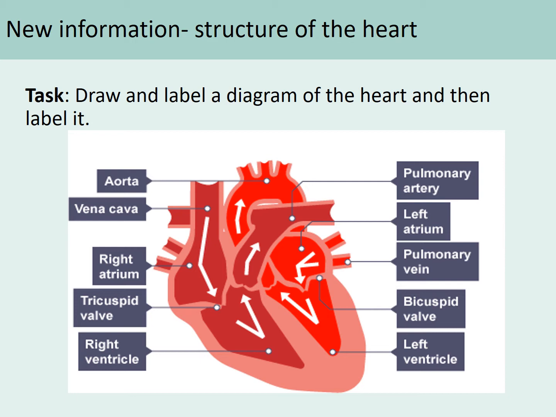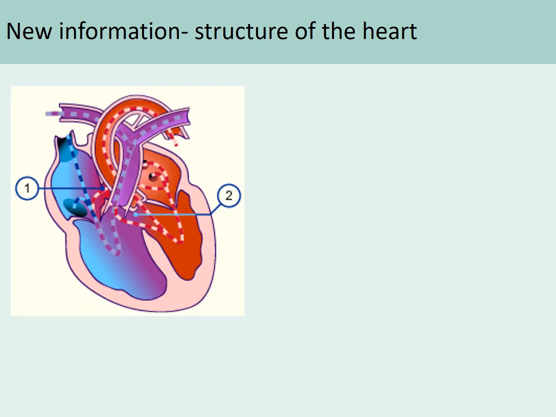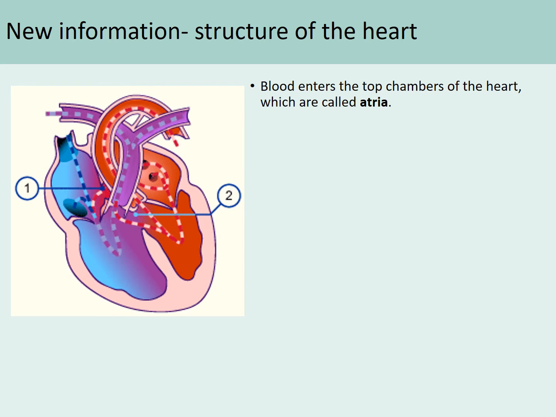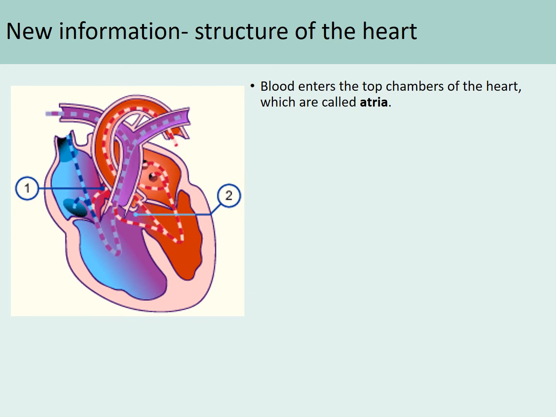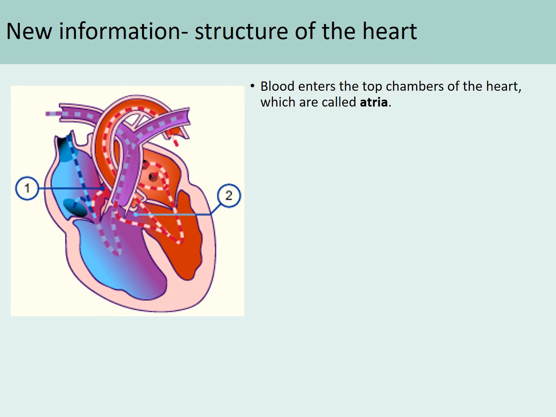Okay, so we're now going to look at the passage of the blood, which I have spoken about a little bit, as it goes through the heart. Okay, so blood will enter the top chambers of the heart. So the 2 top chambers of the heart, which are slightly smaller, are called the atria. So you've got the left atrium, the right atrium. The plural of atrium is atria.